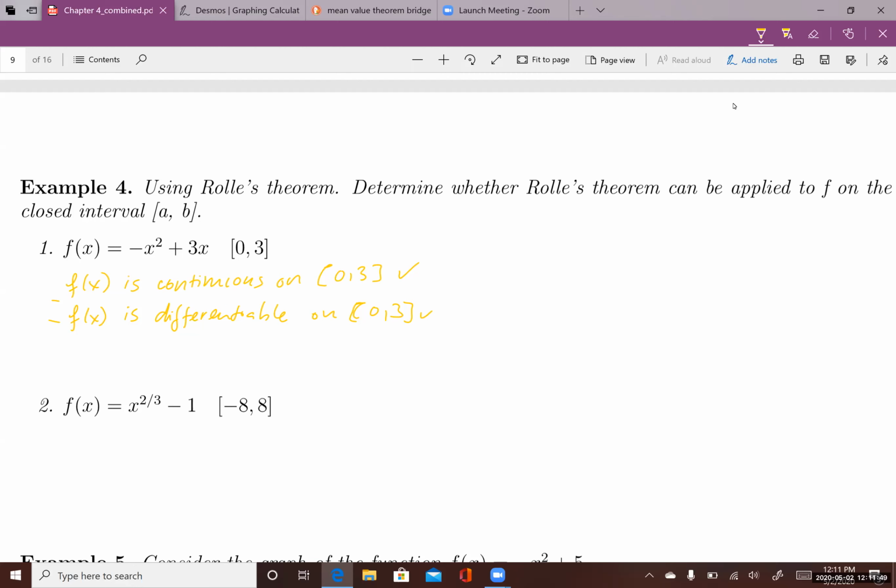So the last condition is, does f of 0 equal f of 3? Okay, so f of 0 is equal to 0, and f of 3 equals negative 3 squared, negative 9 plus 9, which is 0. So f of 0 equals f of 3, that's the third condition. Based on these three conditions, you can say that Rolle's theorem can be applied.